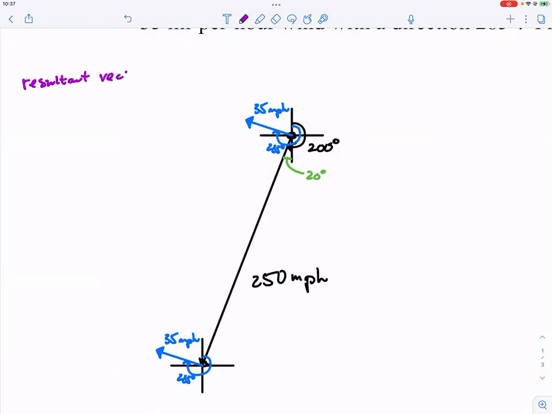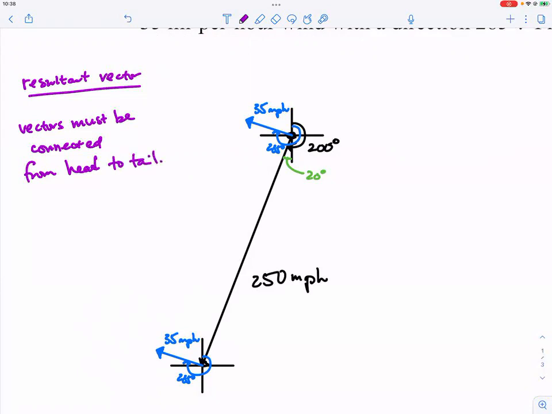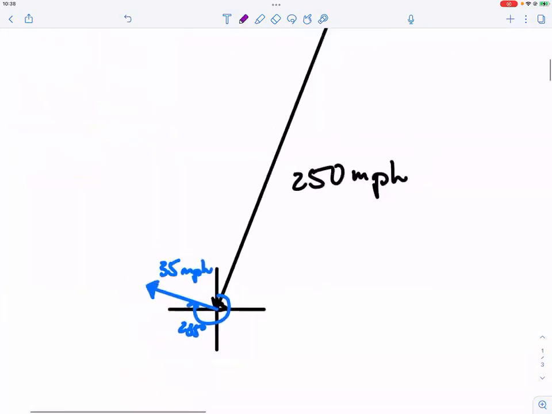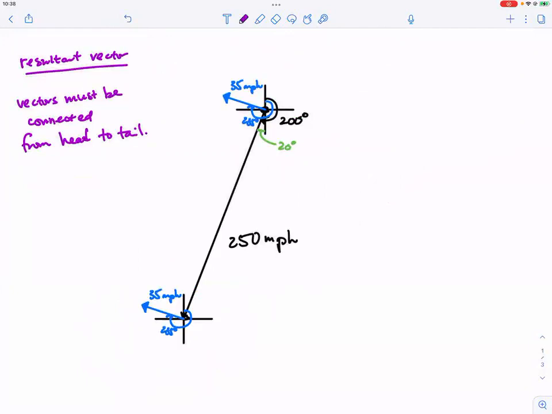Resultant vector means the vectors must be connected from head to tail. Vectors must be connected from head to tail. So that's why you have to recreate this vector here. And the resultant vector will be from the beginning to the end.